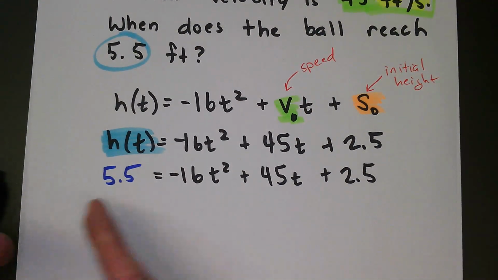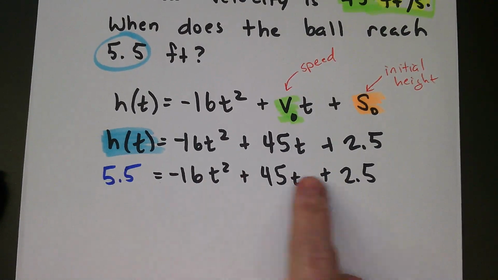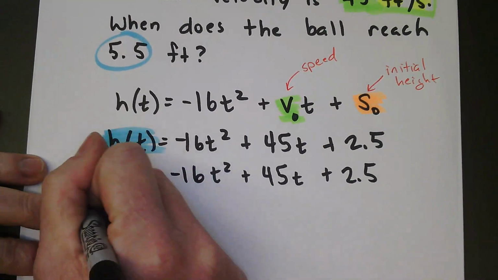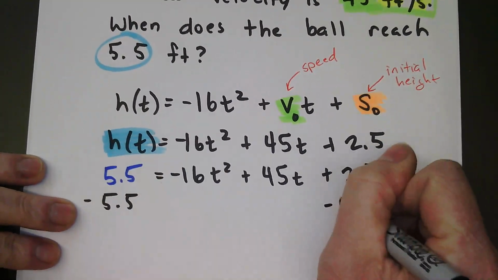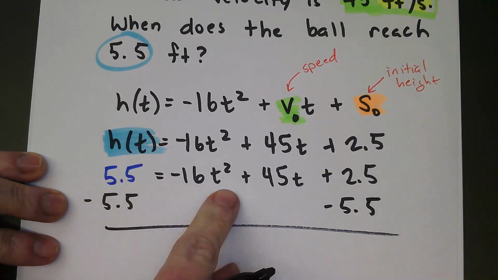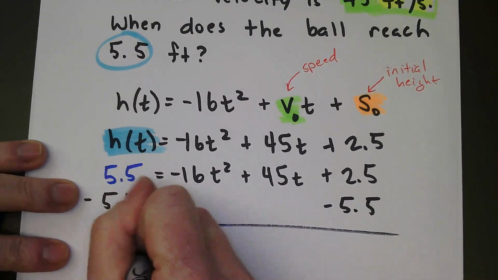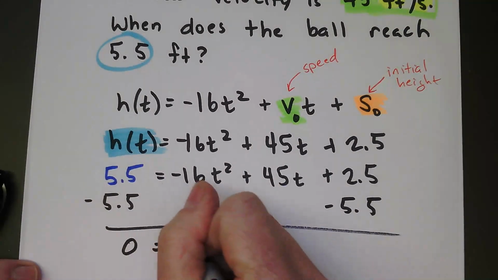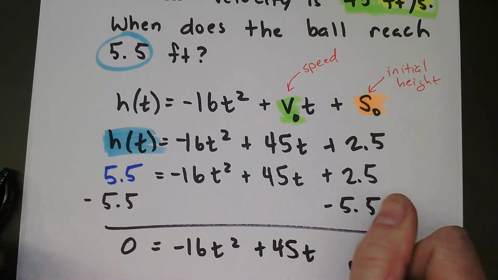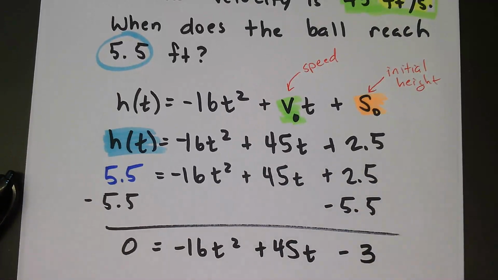We're going to solve this using the quadratic formula because these numbers are kind of big. They're not super nice. It's possible that it's factorable, but it's unlikely. Solving with completing the square is going to give us kind of crazy decimal numbers. So I'm going to make this equal to 0 by subtracting 5.5 from both sides, moving it over here because that's the constant. This is just a number. It's not a t squared term or a t term. That's going to give me negative 16t squared plus 45t minus 3.